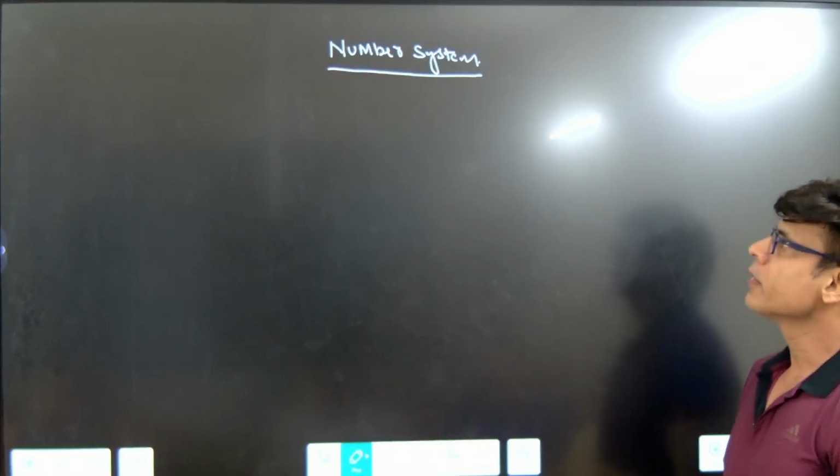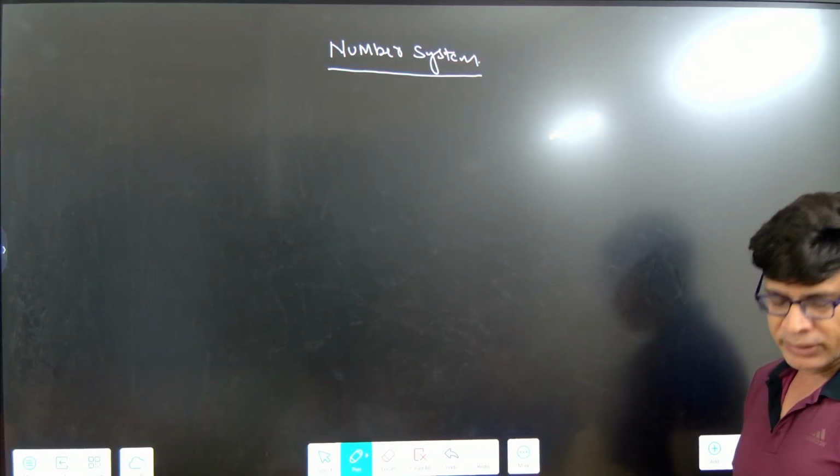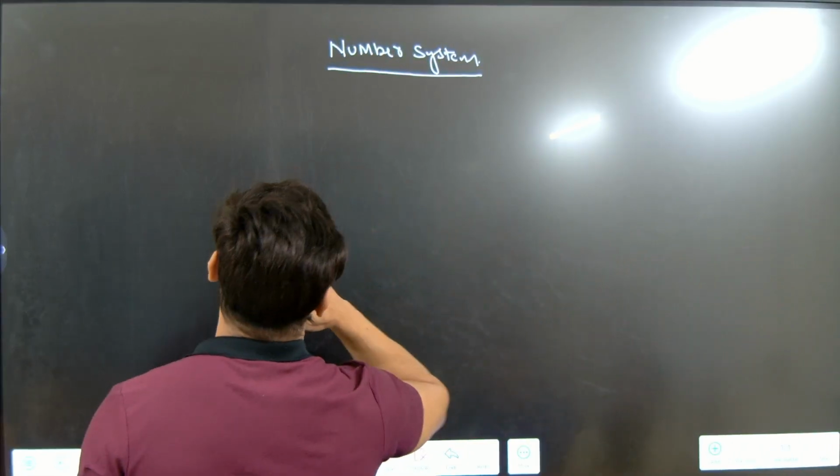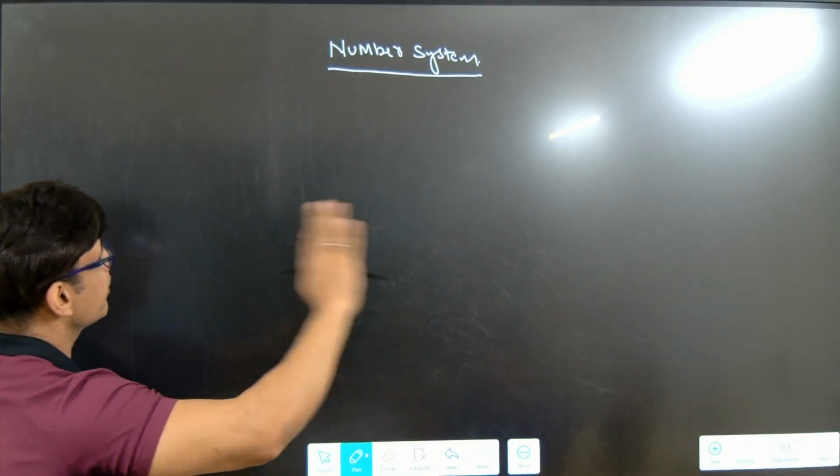See, number system. In numbers, it's a very vast topic. So many things are there. You'll have seen cyclicity, remainder theorem. Too many things are there to study. Let's start with the basics.